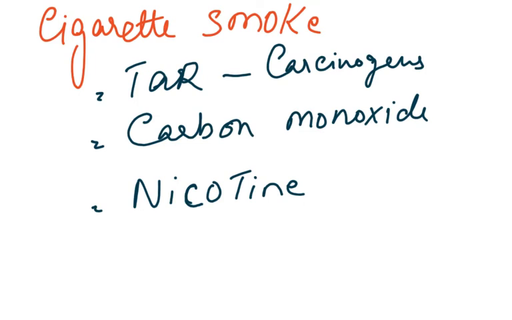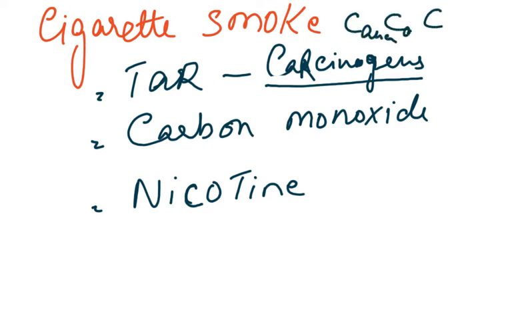Now coming to the main components of cigarette smoke, we have three things which we need to talk about. Number one, tar, which contains a lot of carcinogens. Now, what is a carcinogen? A carcinogen is a cancer-causing compound. CCC, cancer-causing compounds. Second one is carbon monoxide and third one is nicotine.